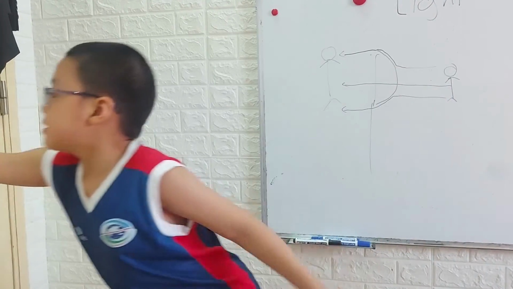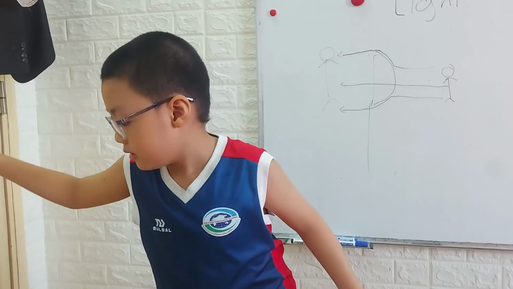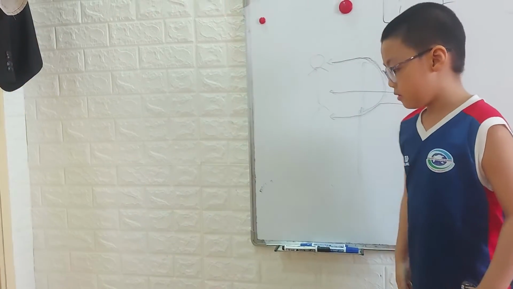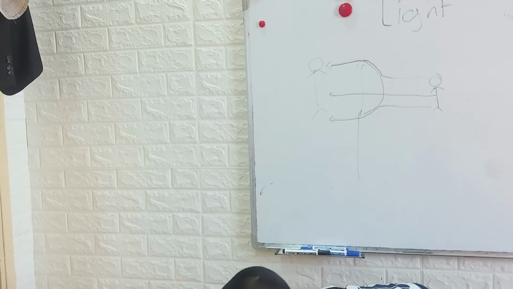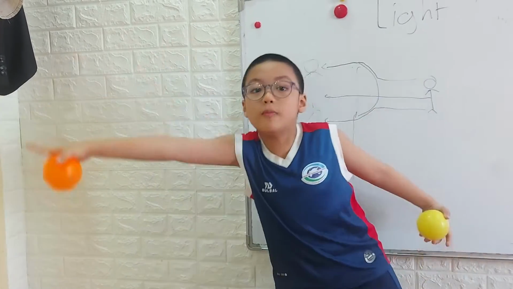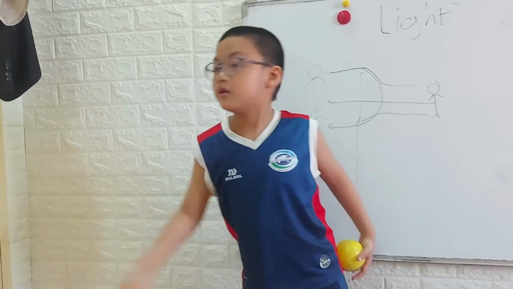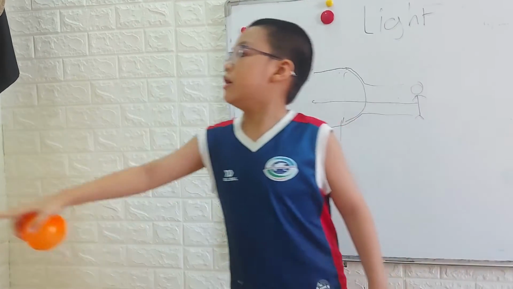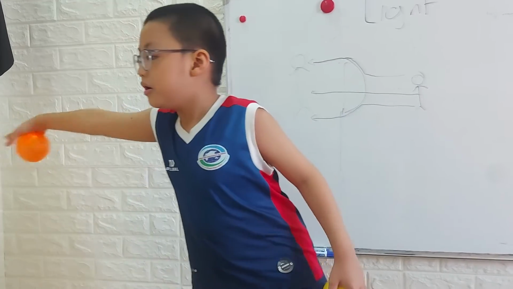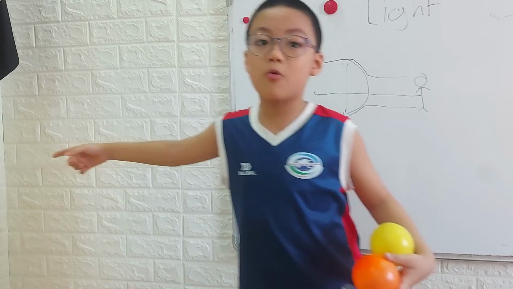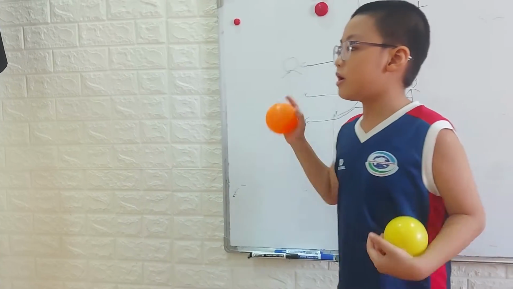But if the door is not flat, and now you see, when I throw the ball here, it bounces here. Because now the door is here. And now this place is where the door curves.